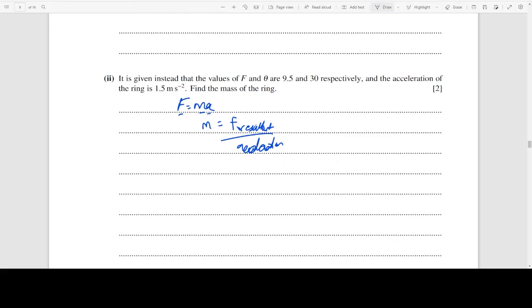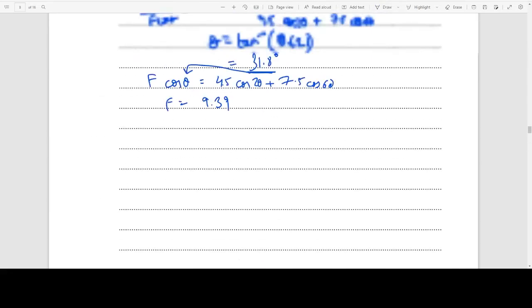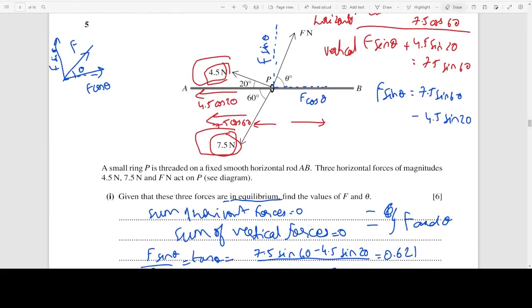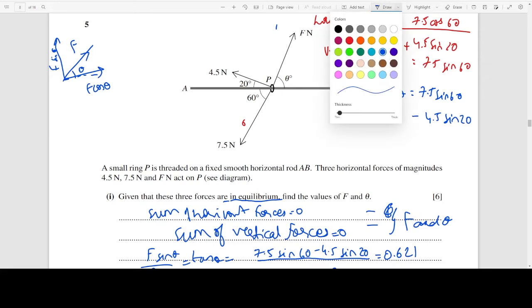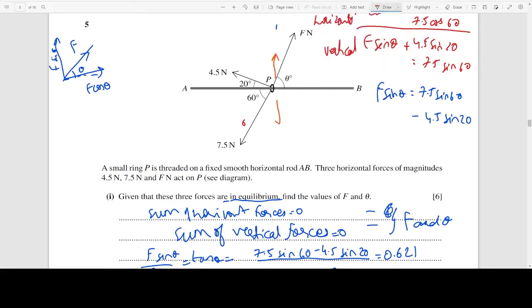we'll only have to use the forces in the horizontal direction. I'll tell you why. If you see, the ring cannot actually accelerate vertically, can it? The ring cannot move vertically. It can only move sideways because it's on this rod AB. So this acceleration, no doubt, is only given for the horizontal direction.